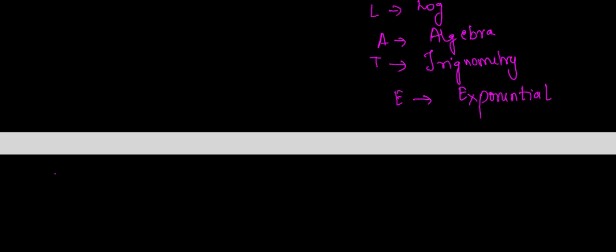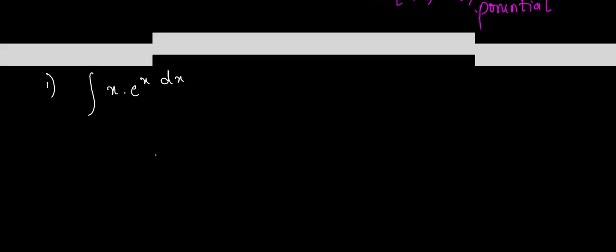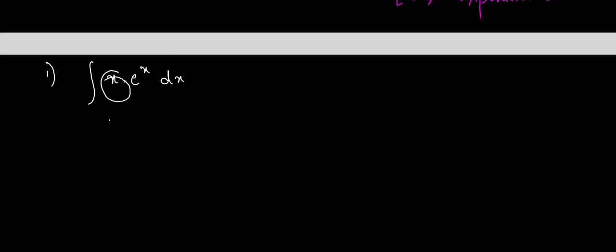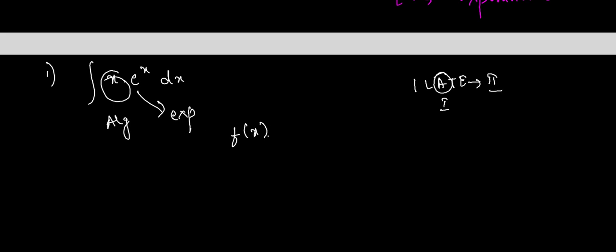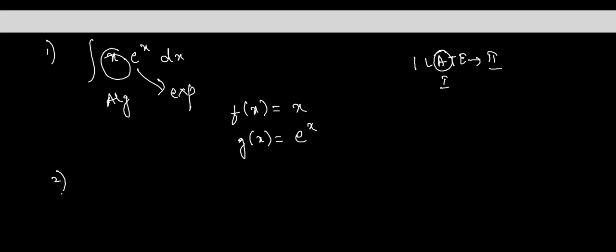Let's take a small example here. Integration of x into e power x into dx. In this, you can see that x is my algebraic function and here it is my exponential function. And according to the ILATE rule, algebra comes first and then comes exponential. So in this sum, f of x is nothing but x and g of x is nothing but e power x.